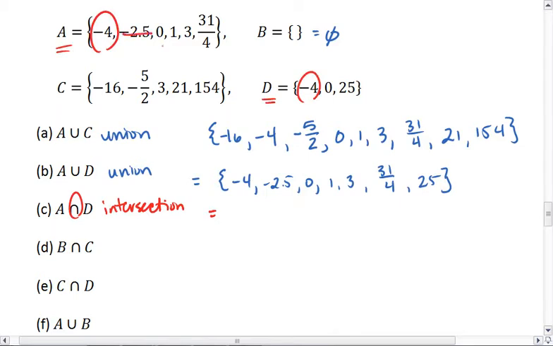-2.5 does not. 0 does. 1 does not. 3 does not. 31/4 does not. And 25 does not. So the intersection of sets A and D, the set of elements that exist in both, is -4 and 0.